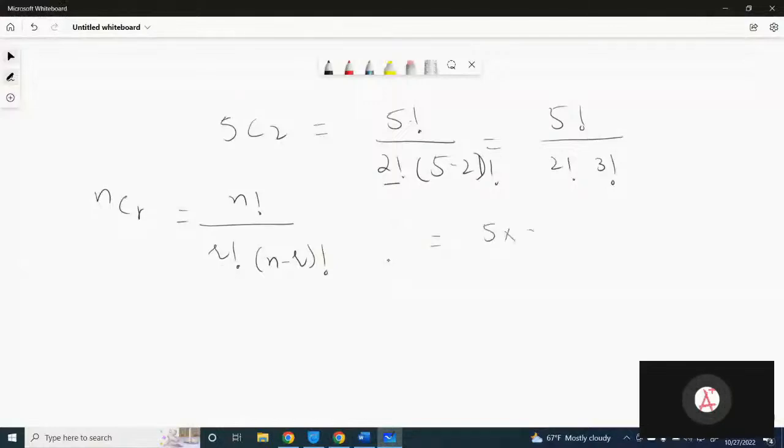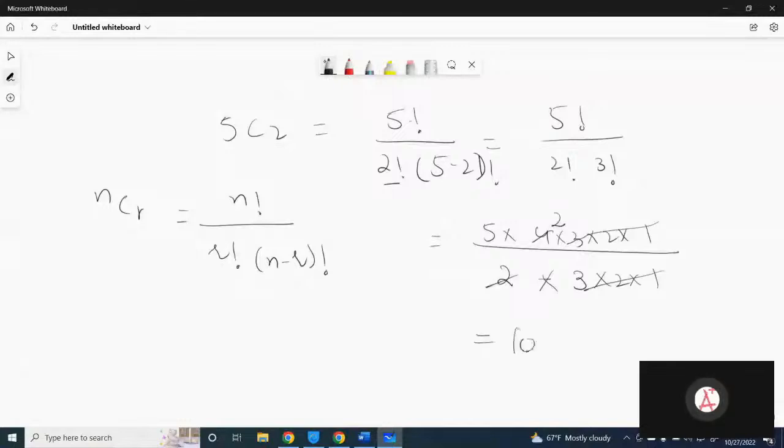5 factorial is 5 times 4 times 3 times 2 times 1, and 2 factorial is 2, and 3 factorial is 3 times 2 times 1. So 3 times 2 times 1 and 3 times 2 times 1 cancel out each other, and you are left with 5 times 4 over 2 times 1. So it would be 5 times 2, which is 10. That means the total number of combinations is 10.